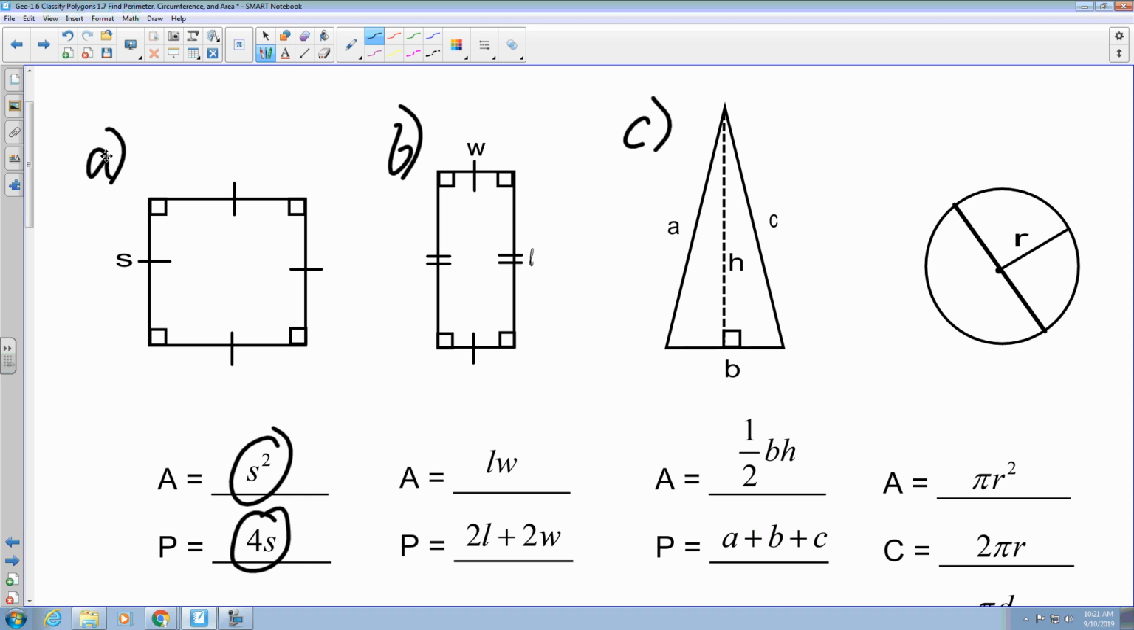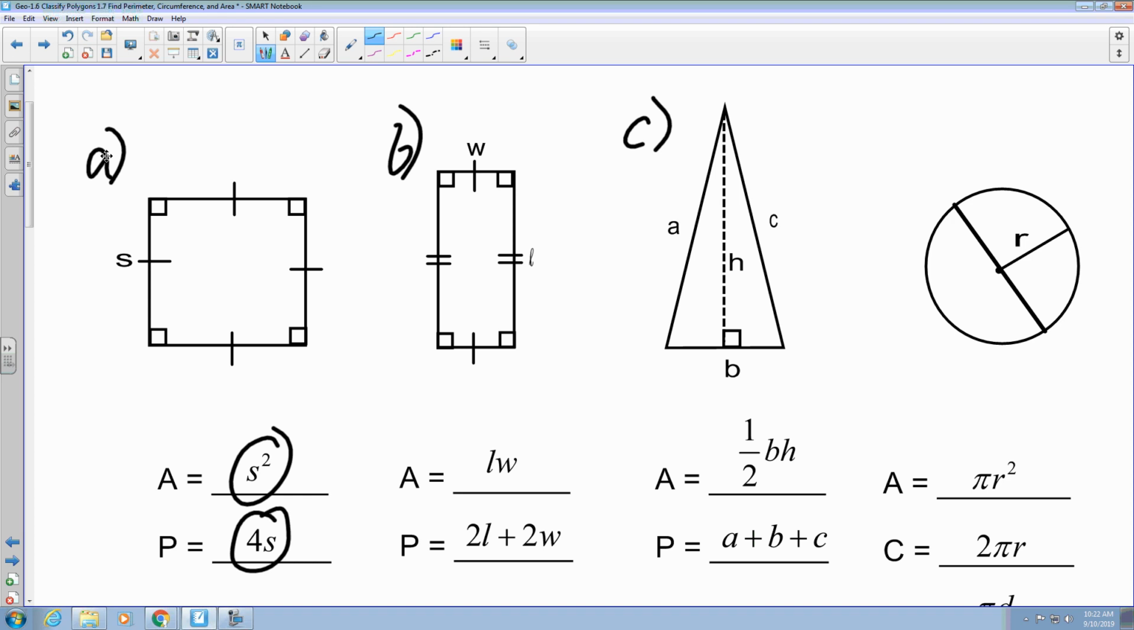Here for part B, we have two sets of congruent sides, and we also have four right angles. So this is a rectangle. Anytime we're dealing with a rectangle, the area is length times width, W times L, and the perimeter is 2 times the length plus 2 times the width.